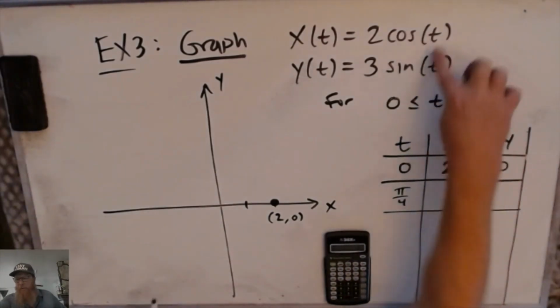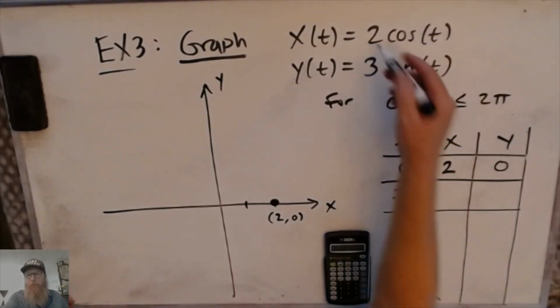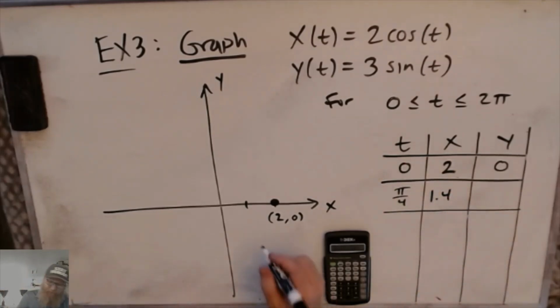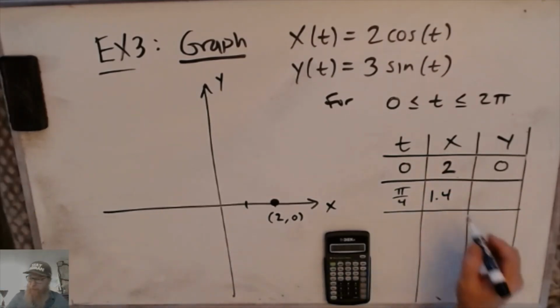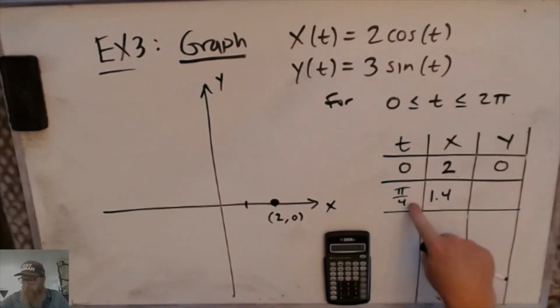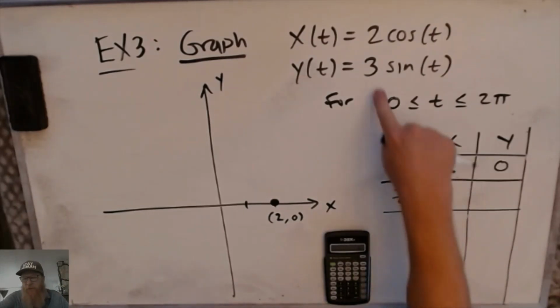So you could do cosine pi over 4, which would be root 2 over 2, and then multiply it by 2, you're going to get 1.4. That's good enough for me. Now for y, you're going to do sine of pi over 4. That's also root 2 over 2, and then you're going to multiply it by 3.